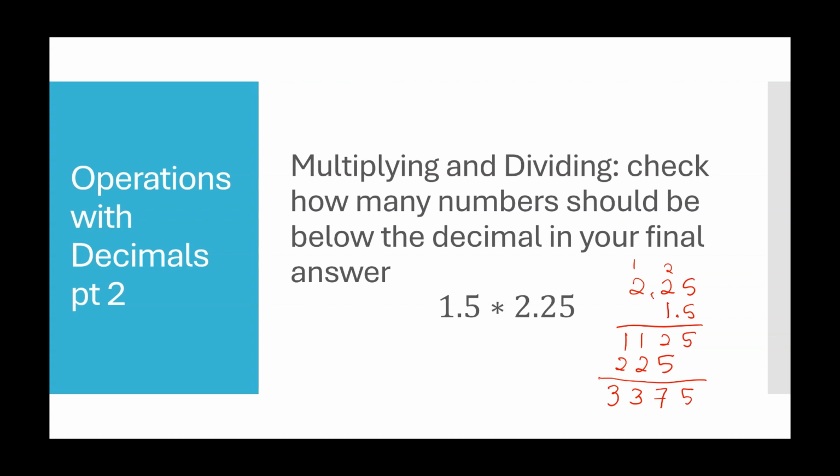I have 1, 2, 3 numbers that are after the decimal point in my 2 numbers together, which means in my answer, I need 1, 2, 3 numbers after the decimal point. And it does make sense that 1.5 times 2 and a little would be a little more than 3, right? It shouldn't be 33 and certainly not 337. So great. Our guesstimate sticks with what we've got from our problem.